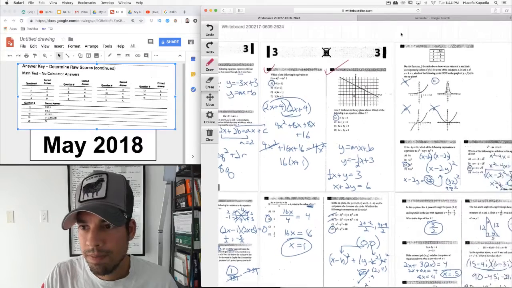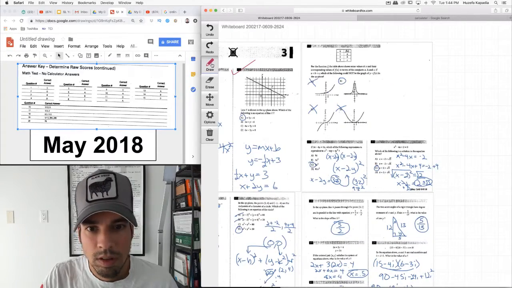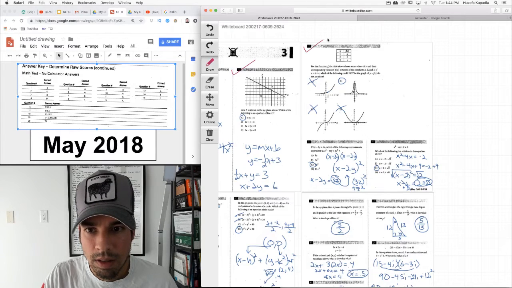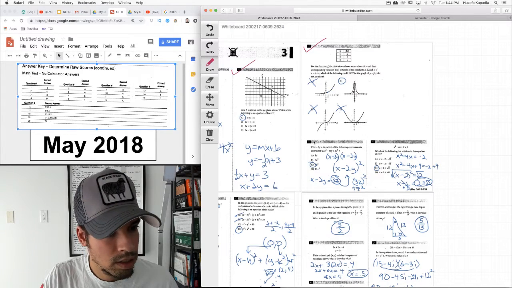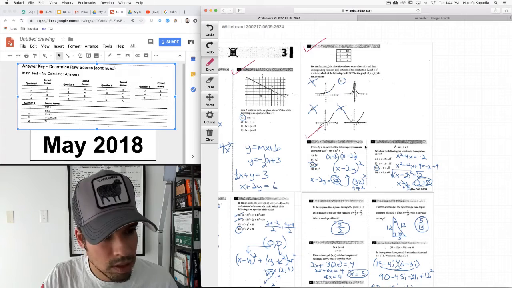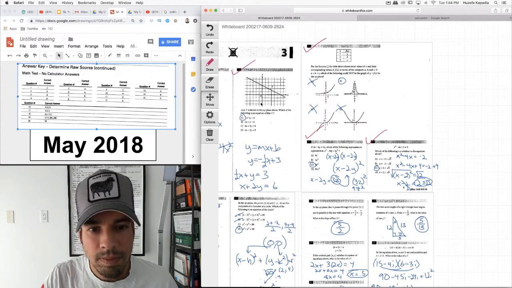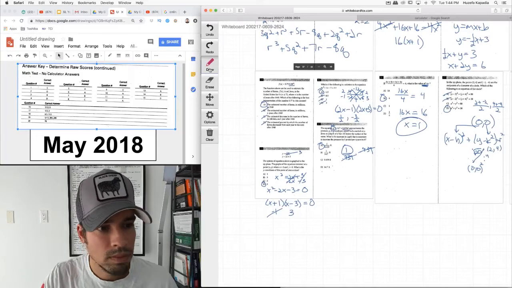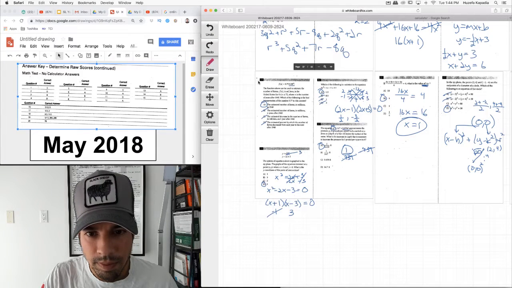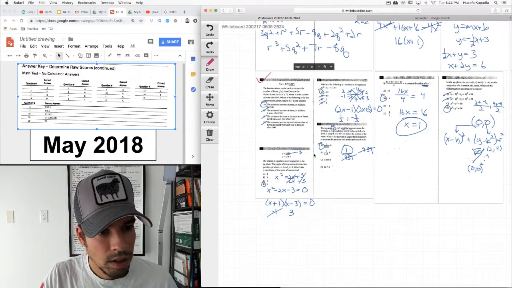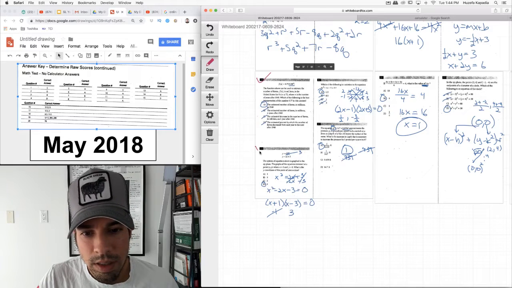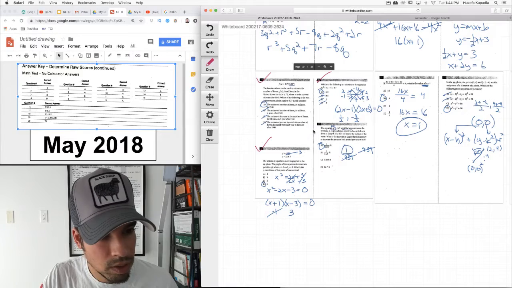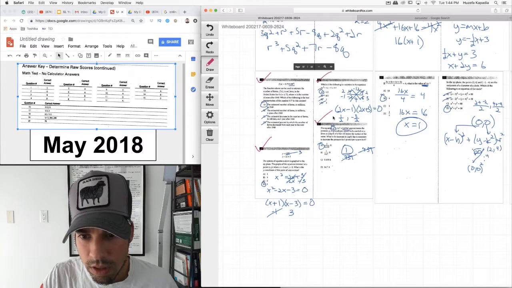Right. 7 is B. 8 is C. 9 is C. That's A. 11 is D. 12 is A. So far, so good. Hoping everything is still correct. 13 is A, right?